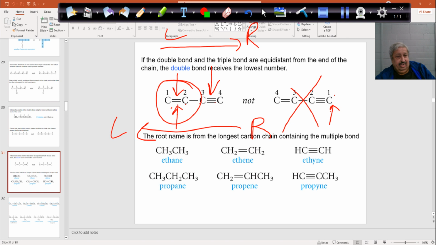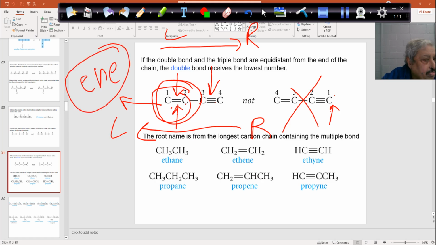So, meaning when I say this has the priority, the name will be taken as alkenes, E-N-E. Because of the first priority here, this compound will be named for the double bond, not the triple bond. The triple bond here will not be taken as first priority. The first priority will be taken by the double bond. Correct, guys? And here are some examples.